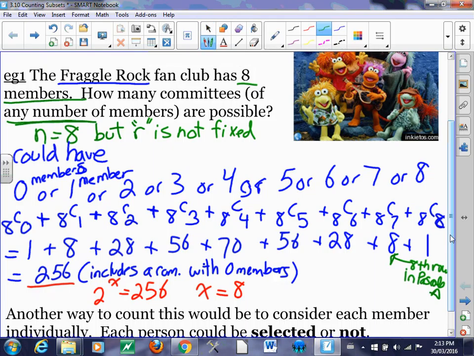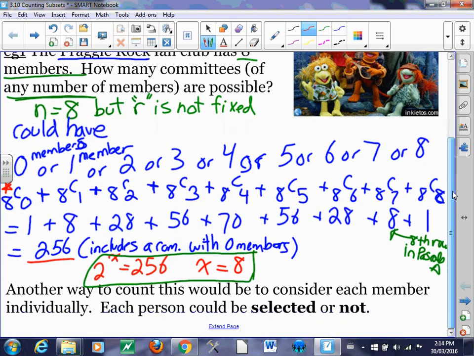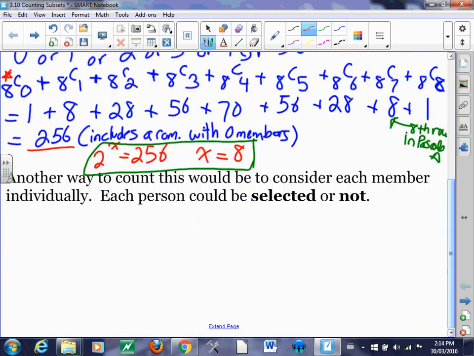This little shortcut is going to lead me into another way of looking at how to count this. Because this, ladies and gentlemen, is a big equation here that we wrote down right here. Big equation. Let's take a look at another way to count this. We get the same answer, but a lot less work, actually. So another way to conduct it would be to consider each member individually. So each person could be selected or not. So you either get picked or not.